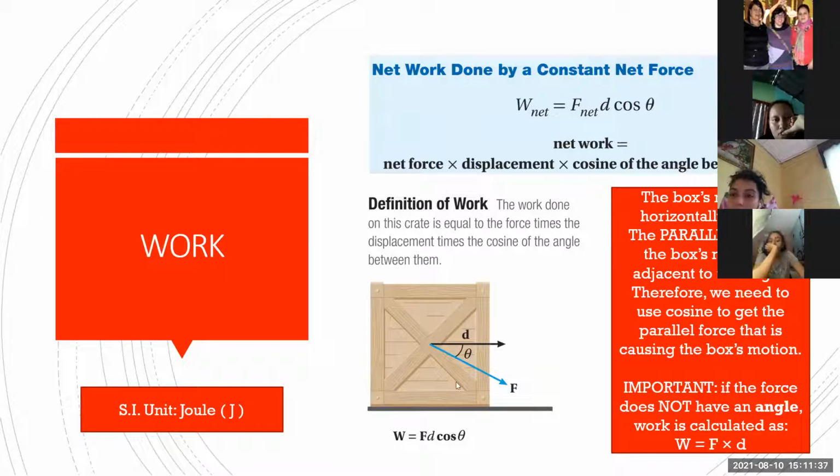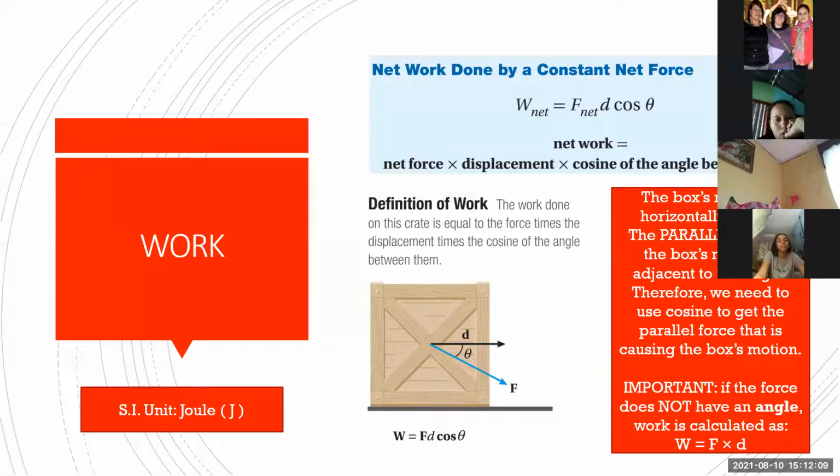So take a look at this box over here. This D represents the distance that this box is going to move, okay? And a force is applied at a certain angle below the x-axis. So how do we get the work? Applying the formula. Multiplying the force times the distance the object moves, and then the cosine of the angle.